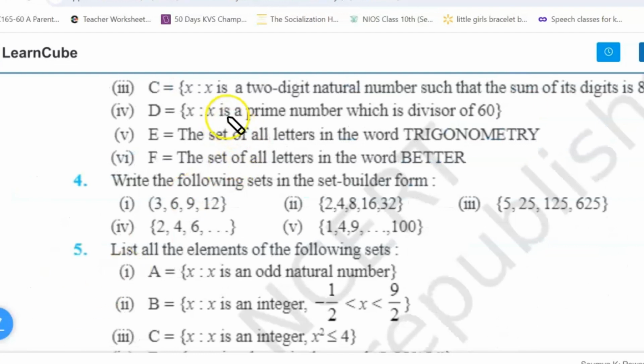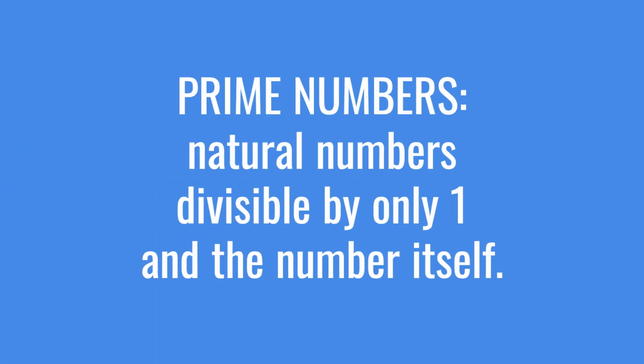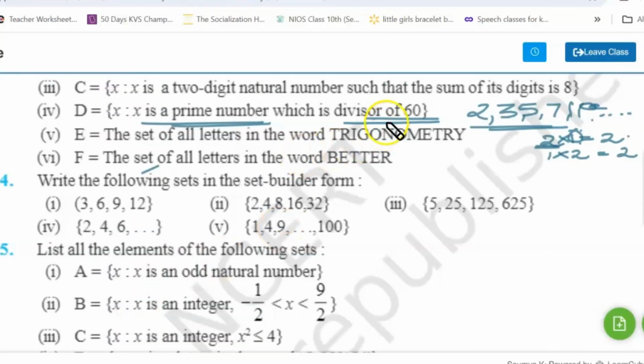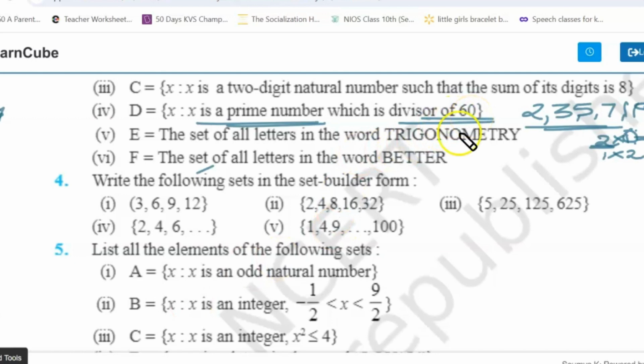Next one is D, set where x is a prime number which is a divisor of 60. Multiply the prime numbers with 1 and the number itself. Okay, so which is a divisor of 60. In that case, the divisors of 60 that are prime and included in this list are 2, 3, 5. Other numbers are not included as elements. So this is the result.